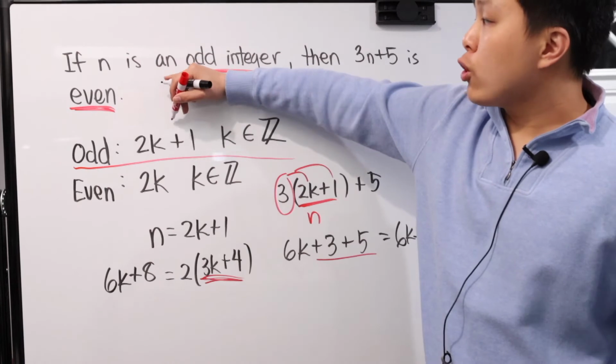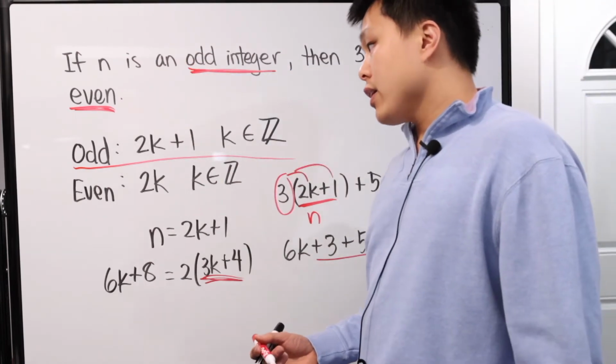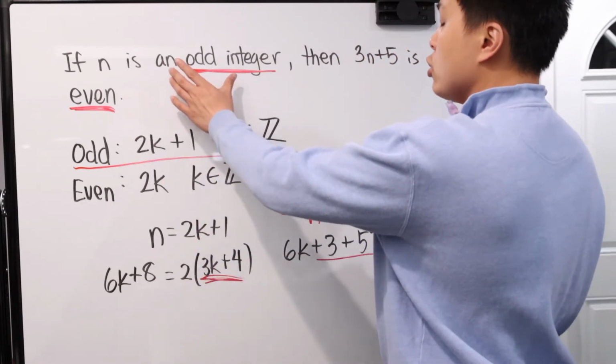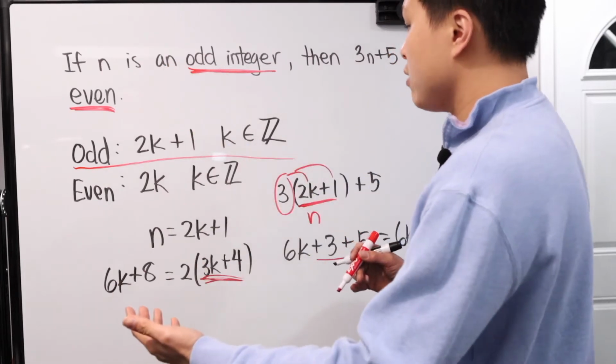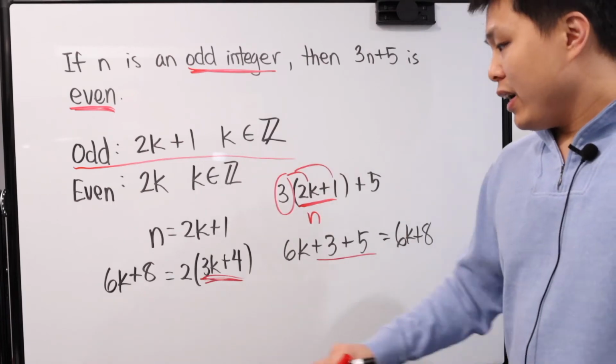So remember, we started off with the assumption. They're saying that if n is an odd integer. If it's not, then of course this whole proof is utter nonsense, right? But we've shown, basically assuming that n is an odd integer because the statement gives it to us, that we are finally able to prove that 3n plus 5 is even.